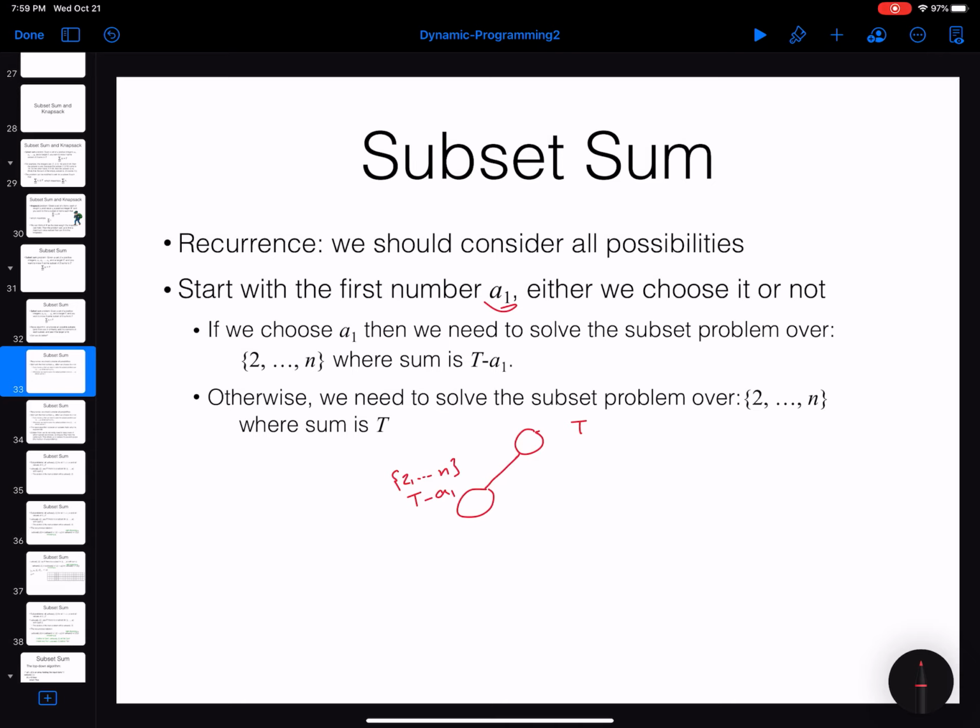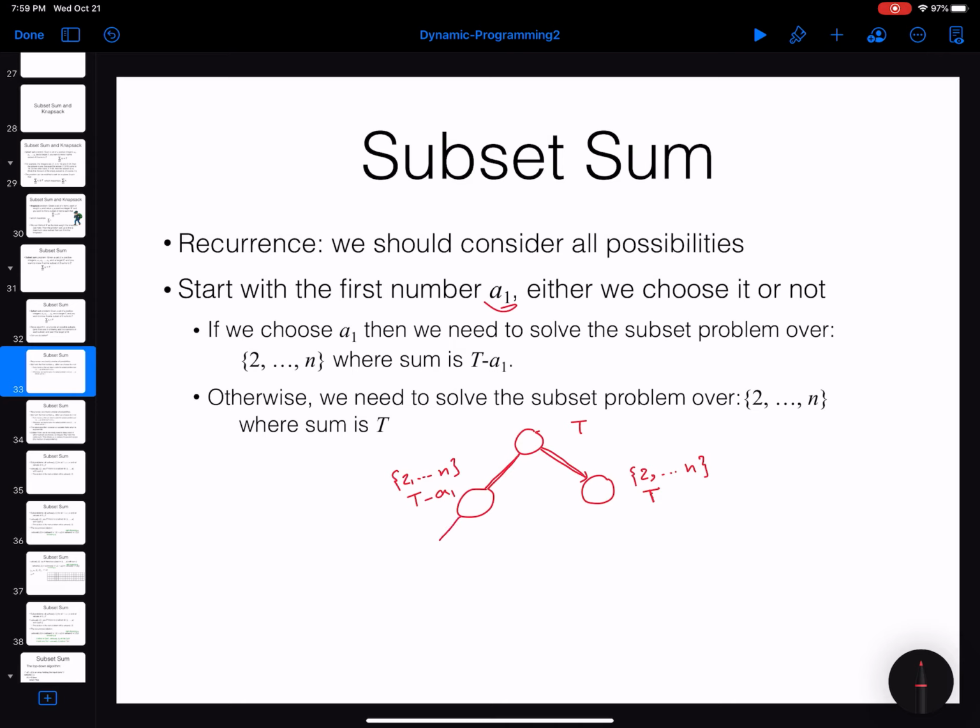If I'm not going to take A1, you are going to say, okay, give me the answer. A1 is not in the optimal answer, so find a solution for a problem that has all the numbers from A2 to AN with the summation equal to t. I just decided about the first item. Either I'm going to take that item or not. If I take it, it goes this way; if I don't take it, it goes this way.